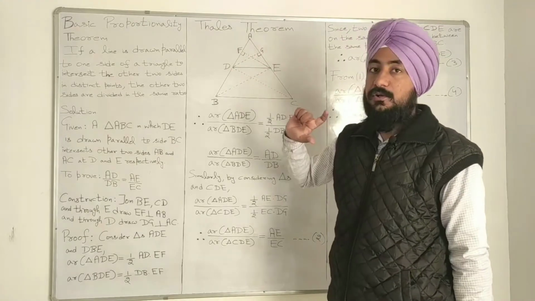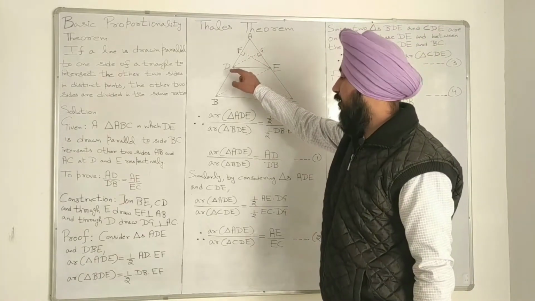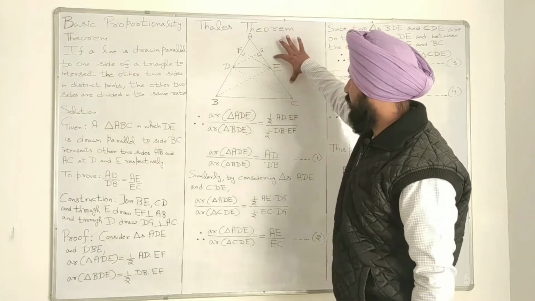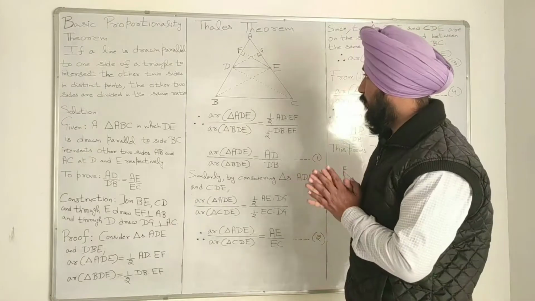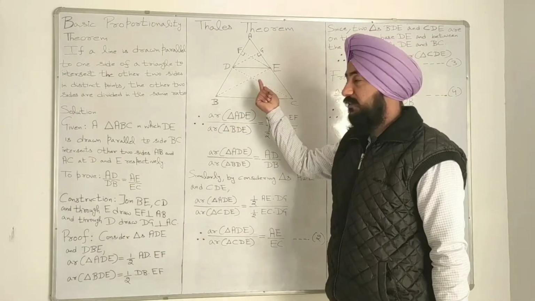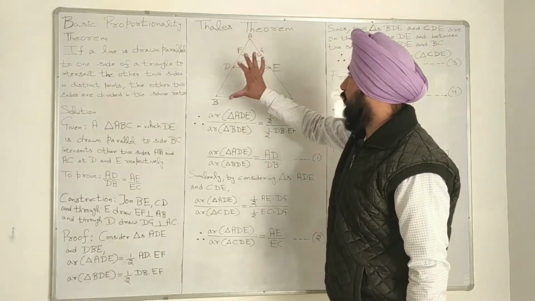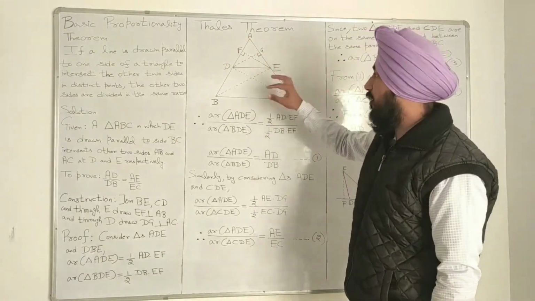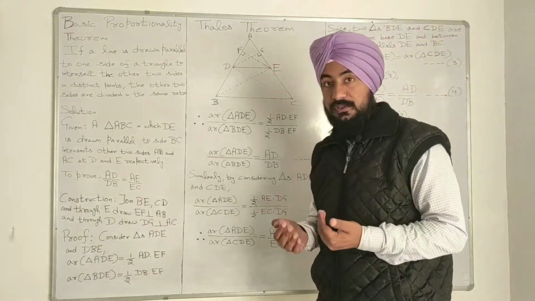Similarly, through D, draw DG perpendicular on AC. So this is the AC, and I have taken this perpendicular DG on this line AC. So I have joined point B with point E, and point C with point D, and after this I have taken the perpendicular EF on the side AB, and the perpendicular DG on the side AC. Now we are going to prove this theorem.